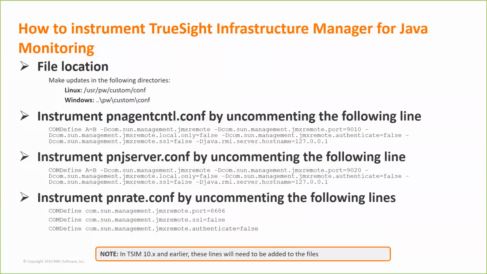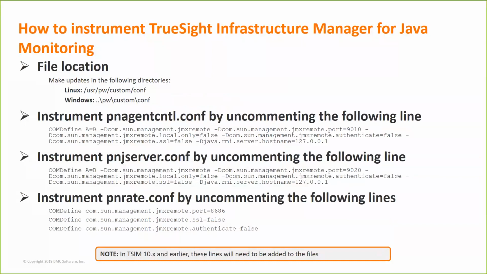Moving into the infrastructure manager server, you can see the format's a little bit different in this one. First, we want to do all of our customizations, if it's on Linux, in /usr/pw/custom/comp. I think most people that work with TrueSight understand where the custom comp directory is. This contains the customizations, and again, this is a place where we can make customizations and preserve those through the upgrade process.